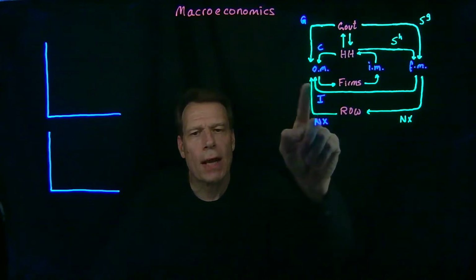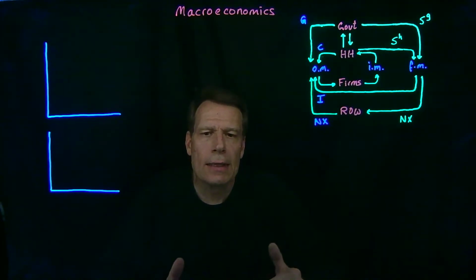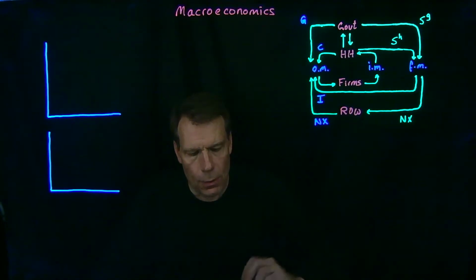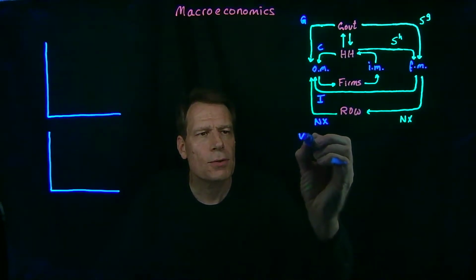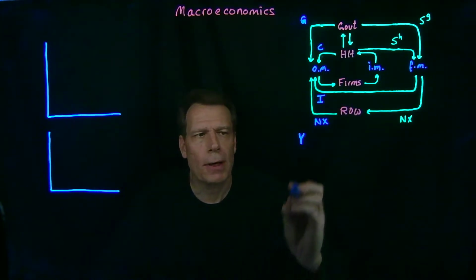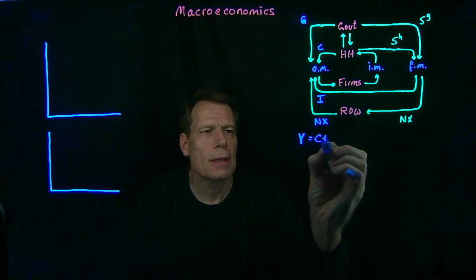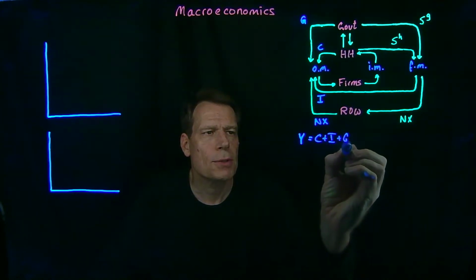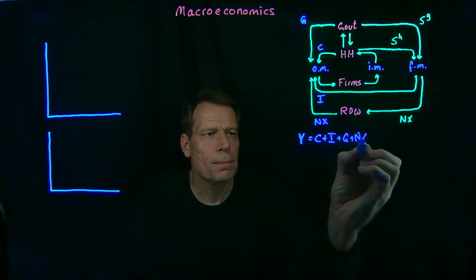One arises from the output market, where in equilibrium what's being produced has to be equal to what's being purchased. What's being produced is GDP. What's being purchased is what flows through these output markets: consumption, investment, government purchases, and net exports.